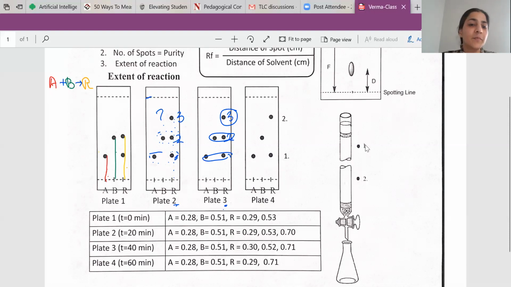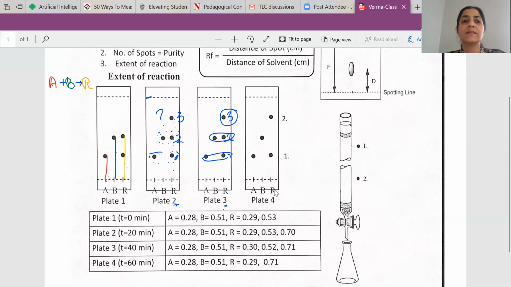At this point, her professor or instructor steps in and tells her to keep on going for some more time and observe. And she, being a good student, listens to her instructor and waits for a little longer. So at time 60 minutes from the beginning of the reaction, she takes a fourth fresh plate, marks authentic A, B, and R. So this is the reaction sample after 60 minutes of the reaction.